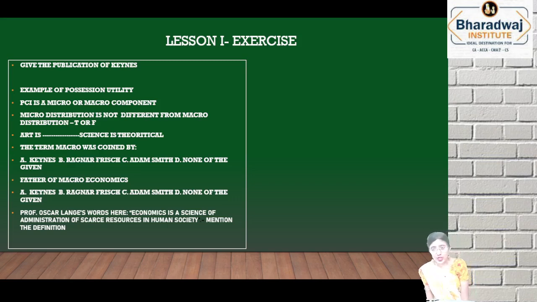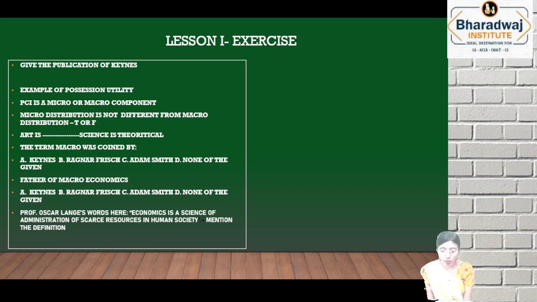Next question is: PCI means what? Per capita income, a micro component or a macro component? Do that. The next question is: micro distribution is not different from macro distribution, true or false? Art is a dash, science is theoretical. The term macro was coined by whom? Options are given: Keynes, Ragnar Frisch, Adam Smith, none of the given.